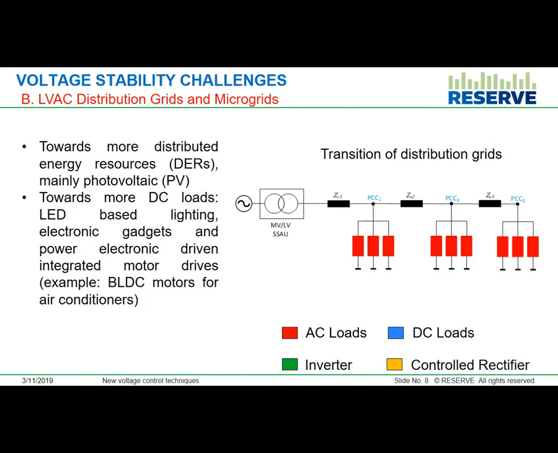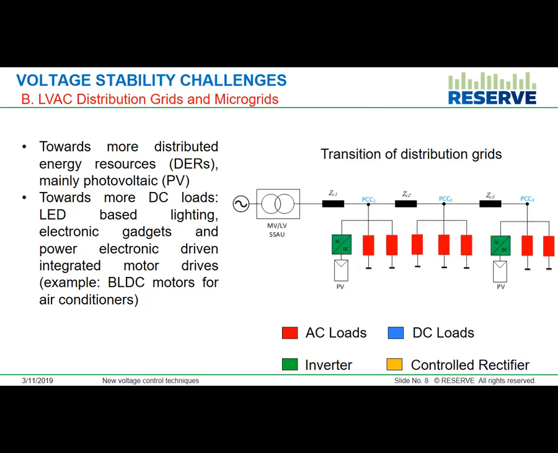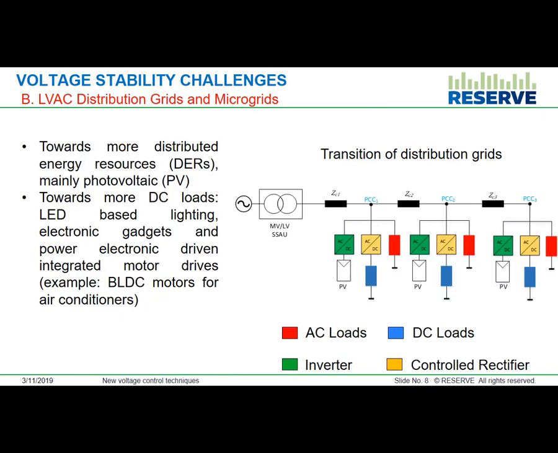Now coming to the AC grid, we have a distribution grid here, the classical one, where there are loads behaving in a linear way connected to the grid. But now we are going towards more renewables in the grid, and practically we can see it coming that households are moving more towards DC loads.